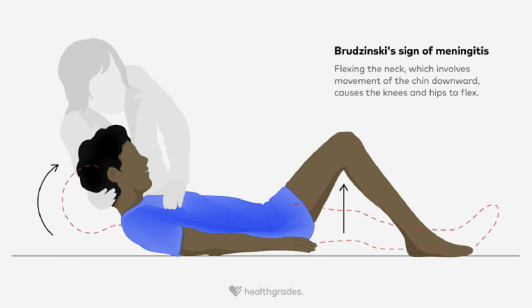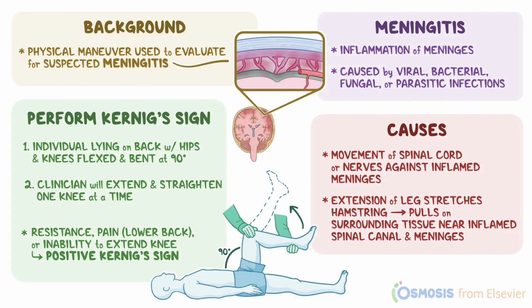First, Brudzinski sign is easily done. You have your patient just lying on their back. If you flex their neck upwards, bringing the chin towards their chest, this is going to cause a reflex of the knees and hips flexing upward. So they'll have flat legs, and then as you raise their neck, their knees and their hips will flex at the same time. Kernig sign is similar, but just a little bit different.